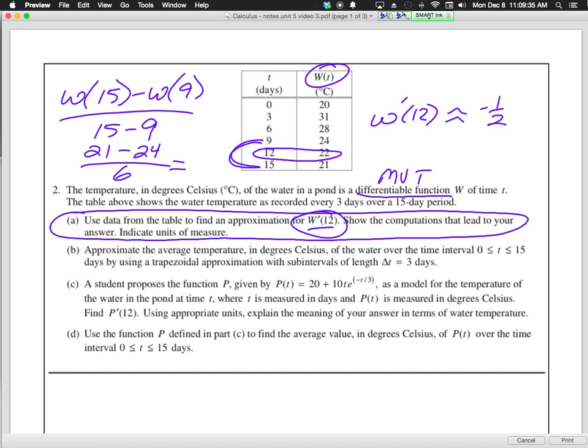Now, what about units? And there are 2 ways that we can think about getting the units on this. What are the units of W? Degrees Celsius. Per day.